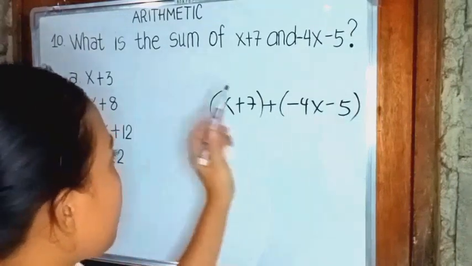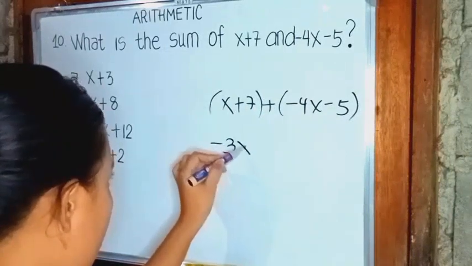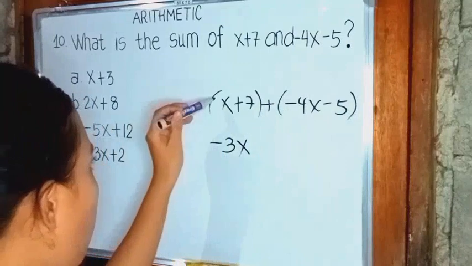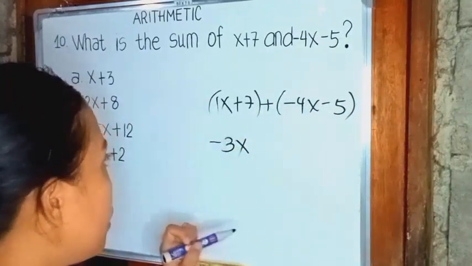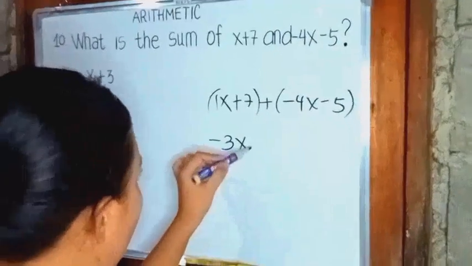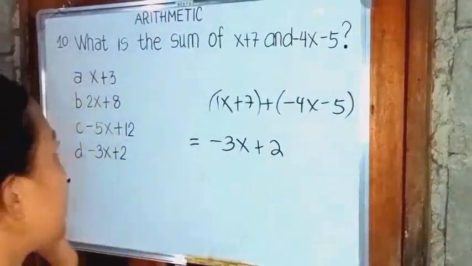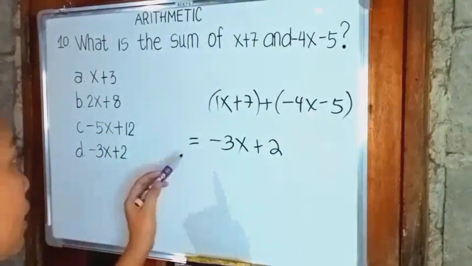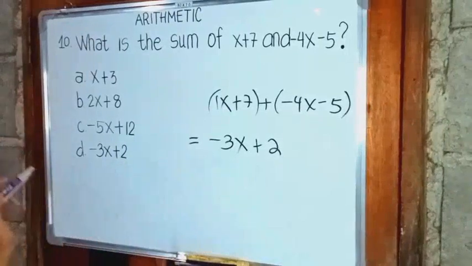Thus, x minus 4x, that is negative 3x. The sign is negative because 4 is greater than 1. Positive 7 minus 5, that is positive 2. Therefore, the sum of x plus 7 and negative 4x minus 5 is equal to negative 3x plus 2. The answer is letter D.